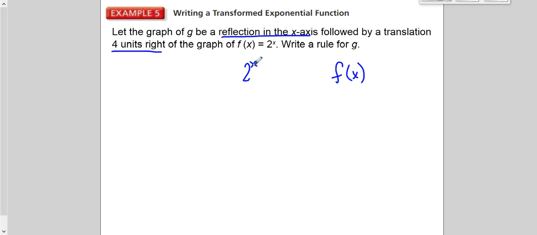So don't focus on the 2 to the x yet. Focus on, in general, what do we do? Reflection in the x-axis, multiplied by a negative. It's going to go out front, followed by a translation, 4 units right. Right and left is horizontal movement. That's in the house. To the right is a minus. So we're going to have to do a negative in front and then an x minus 4. So we start with 2 to the x. We need a negative out front. And then subtract 4 from the x. So that's going to go right here. And that's our rule for g.